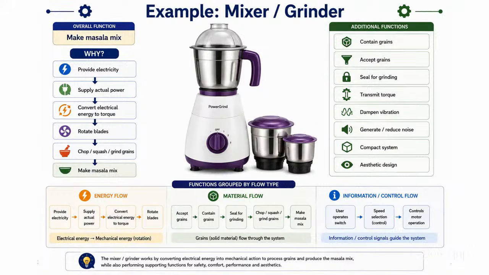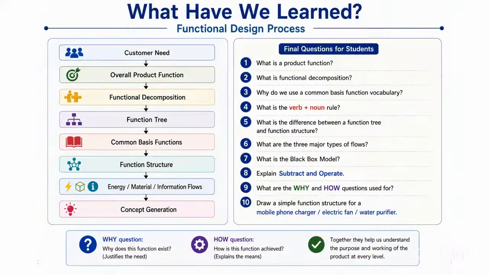So this is the material flow. Information flow: the switch, the user operates the switch, that is he turns it on, then he also tells what the speed is, say 1, 2, 3, or off, or reverse mode. Then only he controls it, then only he gets the output. So this is the information flow. These examples are already discussed in sir's lecture. You can go through them and you can take up the assignment.